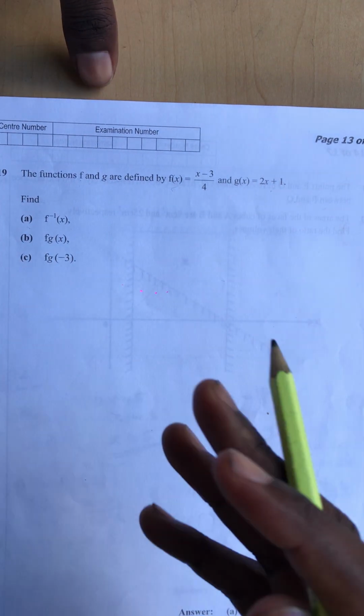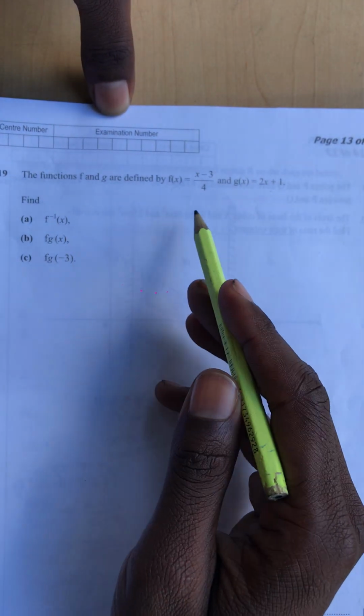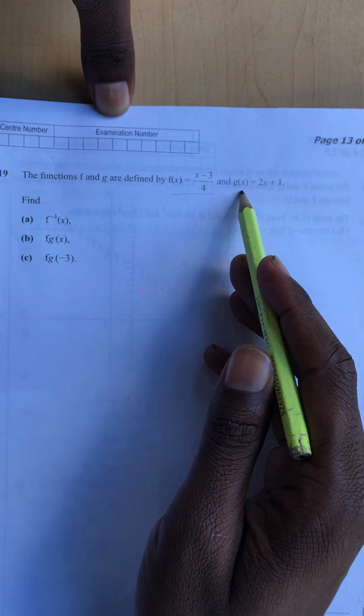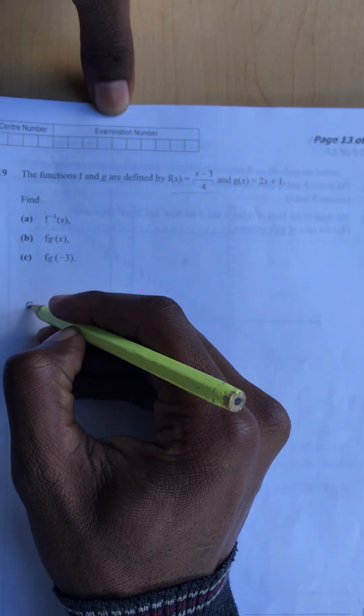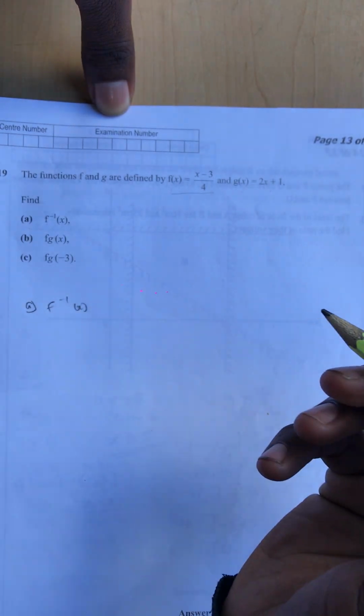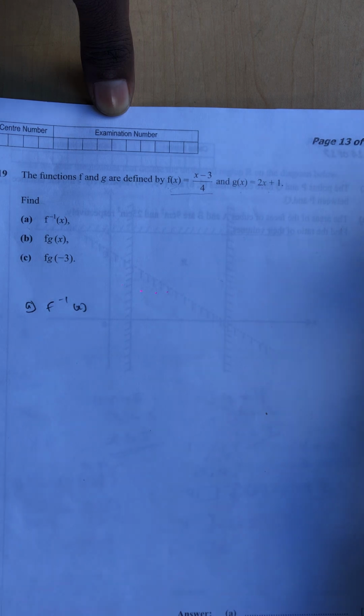Now, because we want to find f inverse of x, which function are we going to use? We are going to use this function because this is the function of f. Why should we use this? So how do we find the inverse of a function? To find the inverse of a function, what we do is that we get the function and then we equate it to y, and then we make x the subject of the formula.